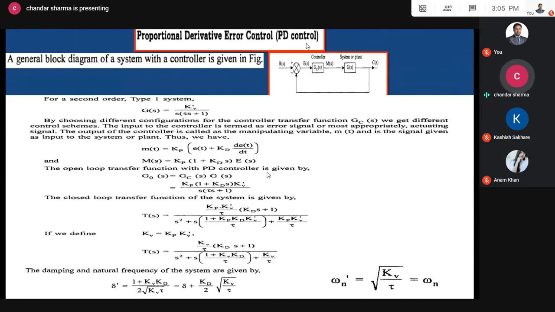Here a general block diagram of a system with a controller you can see on your screen. By choosing different configurations for the controller transfer function Gc(s), we get a different control scheme, where G(s) is for the system or plant and Gc(s) is for the controller. Then that controller is the PD controller. The input to the controller is termed the error signal, as you also see in your figure, or most appropriately the actuating signal.